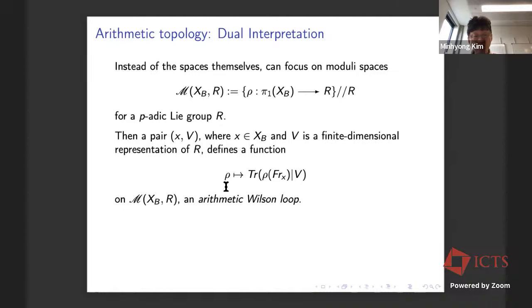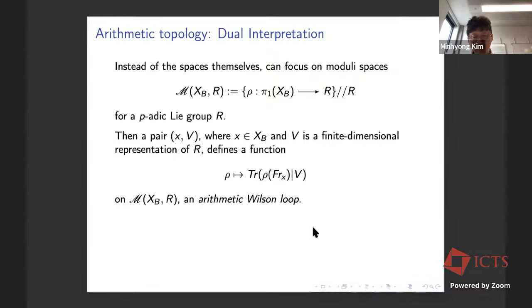Then we get a function. This is a well-known function to number theorists on spaces of representations, right? Simply take the Frobenius at x, evaluate the representation. I take rho of that. It's a conjugacy class, but it won't matter. Right? And let it act on the representation V and take the trace. So this is the Frobenius trace, simply, right, on this representation V of R.